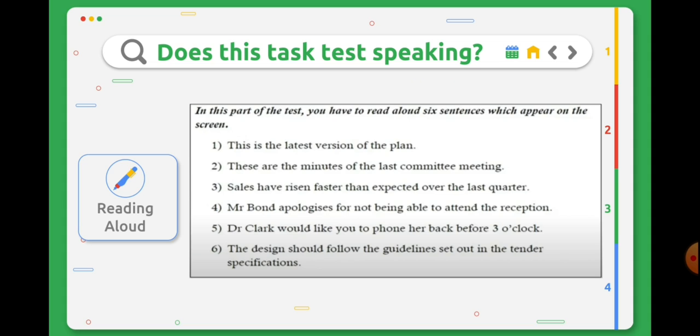Okay, now please take a look at some examples of the speaking test items. The first one is reading aloud. Does this task test speaking? I'll give you some time to read it.